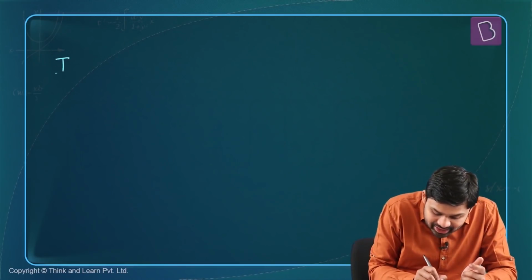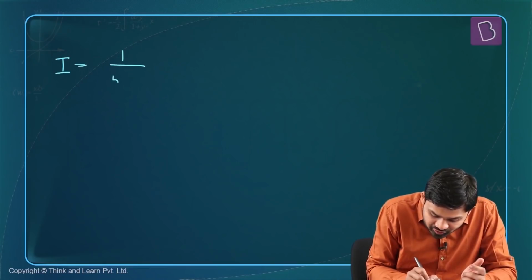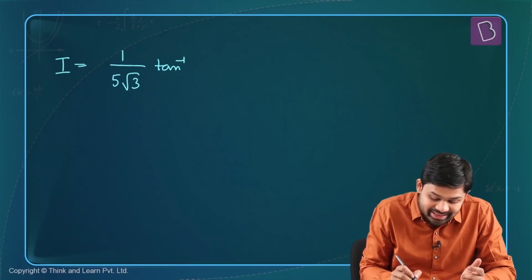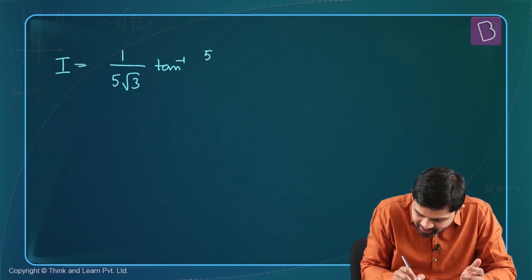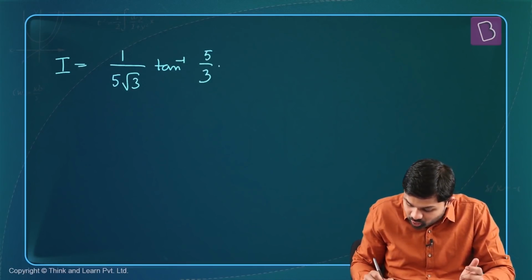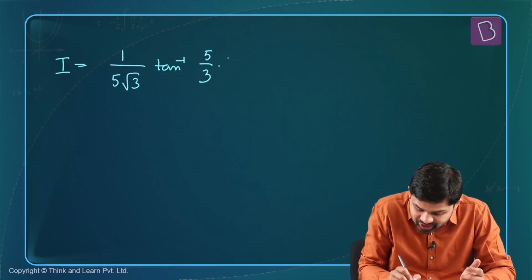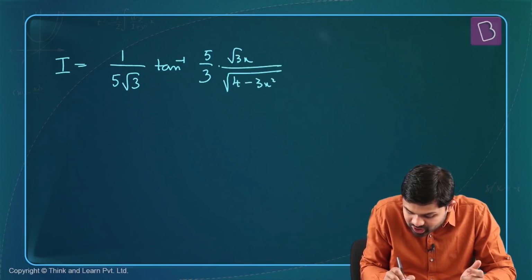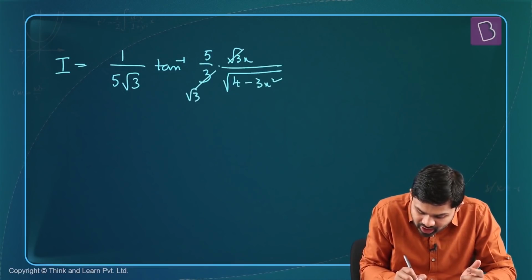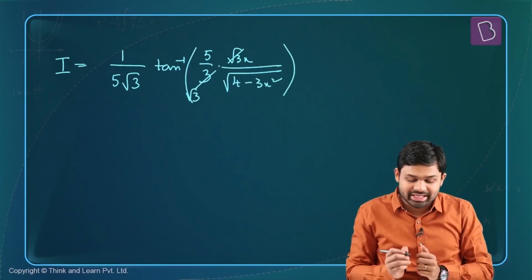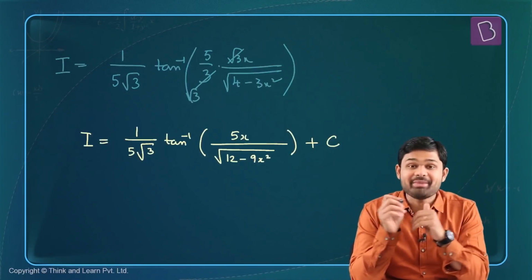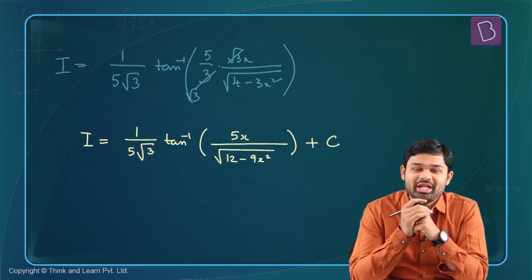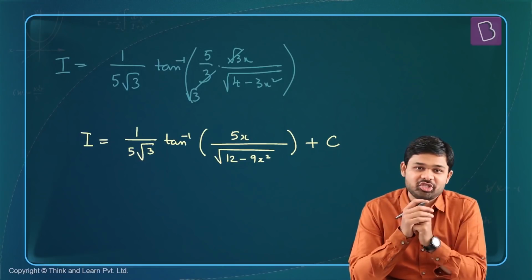So my integral will become 1 by 5 root 3 tan inverse of 5 by 3 tan t. So that's going to be 5 by 3 into what was the value of tan t? It was root 3x divided by under root of 4 minus 3x square. So these are going to cancel out. So what I will eventually get is the value of the integral as 1 by 5 root 3 tan inverse of 5x divided by under root of 12 minus 9x square plus the constant of integration.